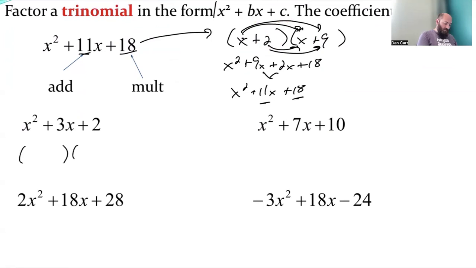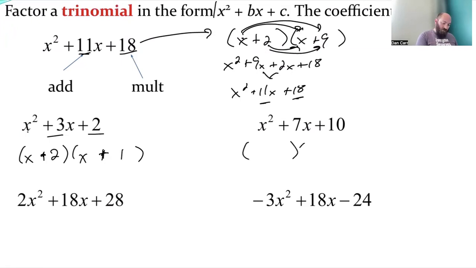So if I do that here, kind of just logic, x squared has to come from x and x. Positive 2 at the end, with a positive in the middle, means that's two positive numbers here. And for me to get a 3 in the middle, that has to be a positive 2 and a positive 1, because those are my factors of 2.